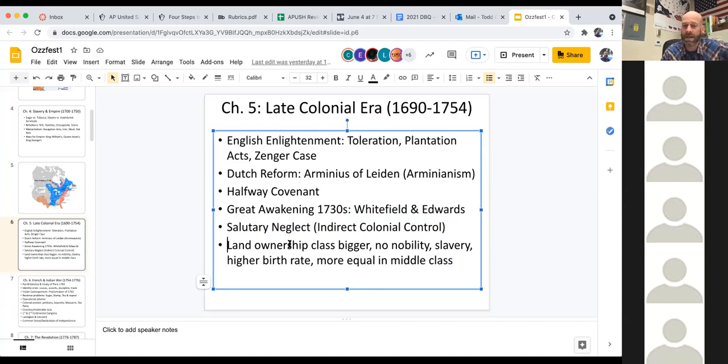So lots of land ownership, biggest land ownership class in the world, best literacy rates in the world, largest middle class in the world. There was no nobility in North America, no dukes, duchesses, earls, barons. We had slavery, which was unique.